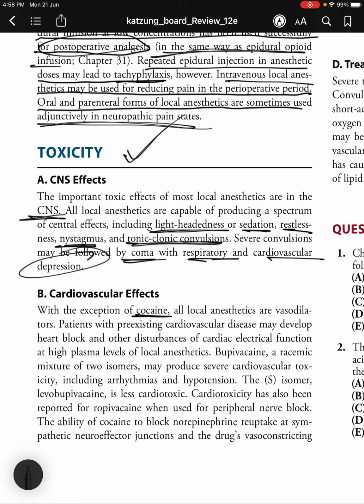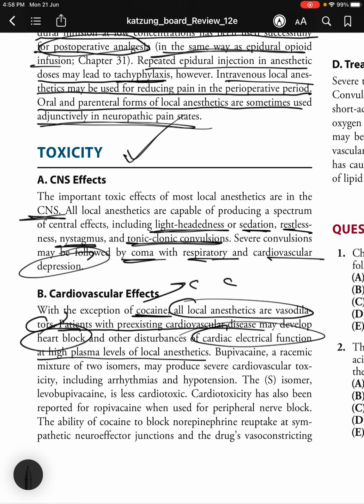Coming to cardiovascular effects, with the exception of cocaine, all local anesthetics are vasodilators. Cocaine constricts, C for C. Patients with pre-existing cardiovascular disease may develop heart block and other disturbances of cardiac electrical function at high plasma levels of local anesthetics. Bupivacaine, a racemic mixture of two isomers, may produce severe cardiovascular toxicity, including arrhythmias and hypotension.